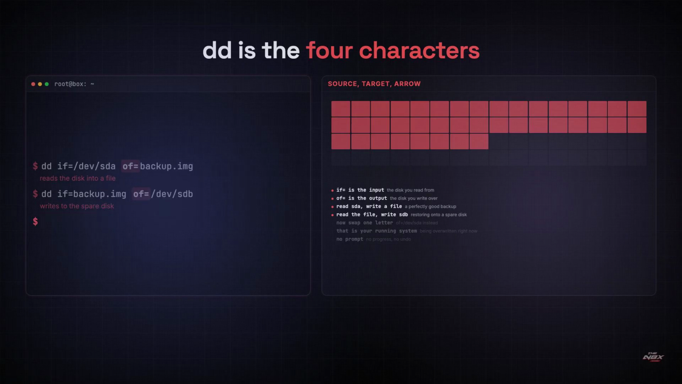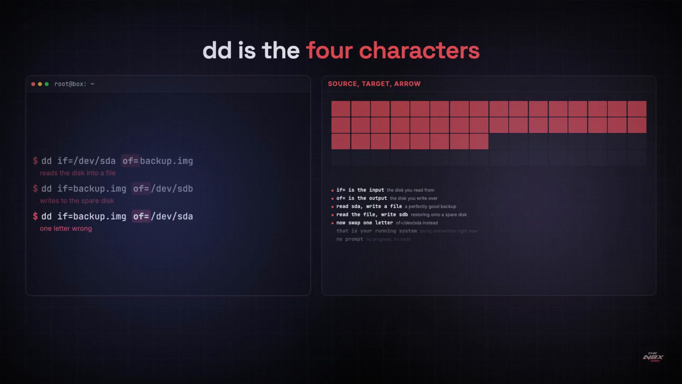Now swap one letter so the output is /dev/sda, and that's your running system being overwritten while you watch. No prompt, no progress bar, no undo. For sanity, add status=progress, so it at least tells you what it's doing. Read the of= argument twice, out loud, before you press return. Every single time.